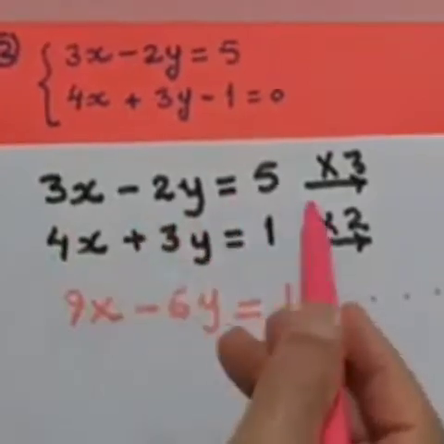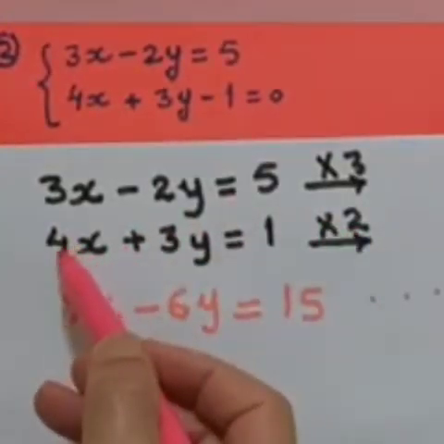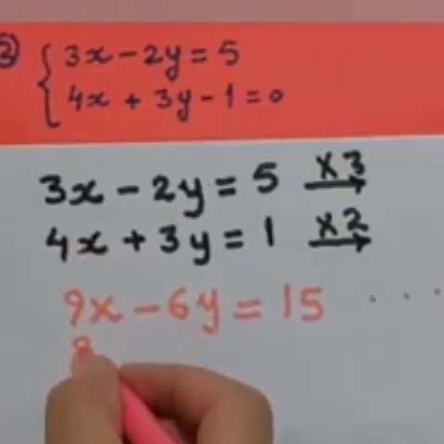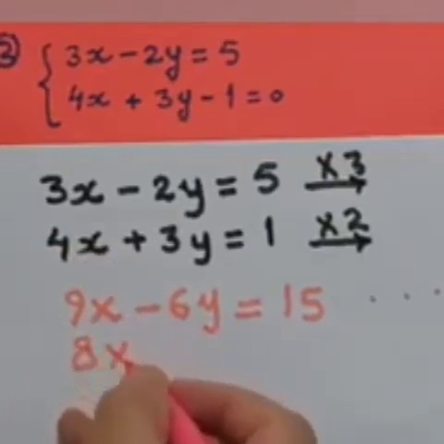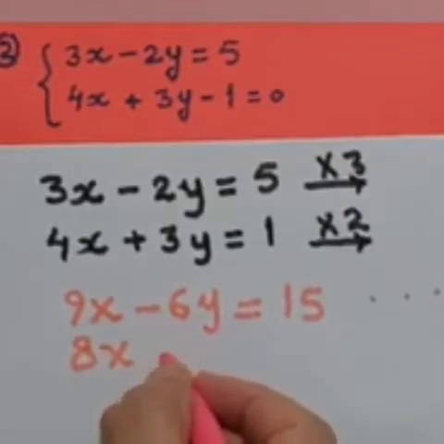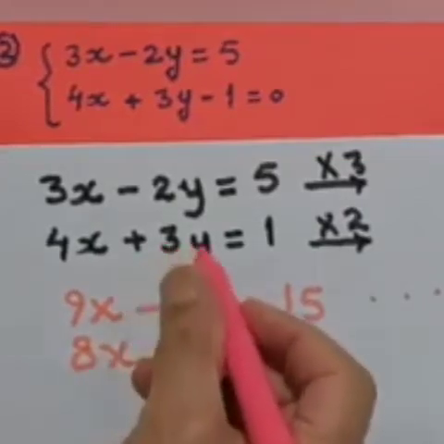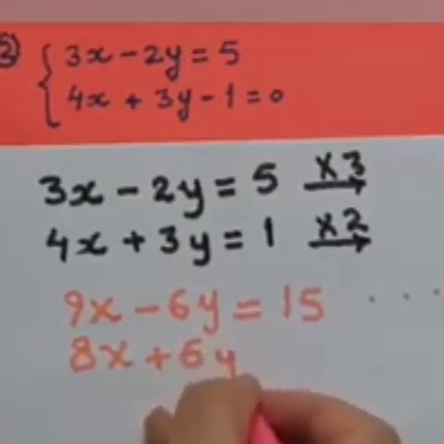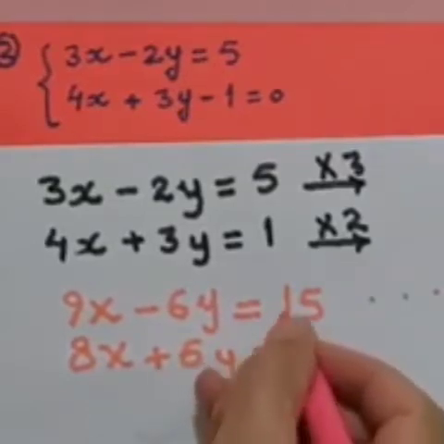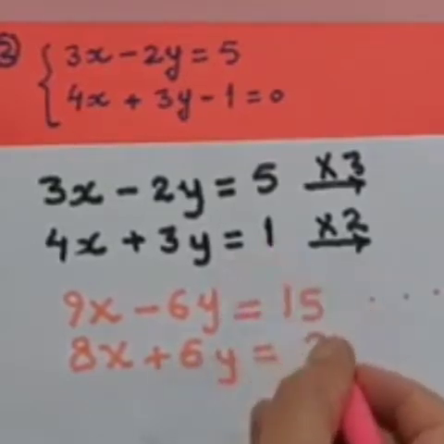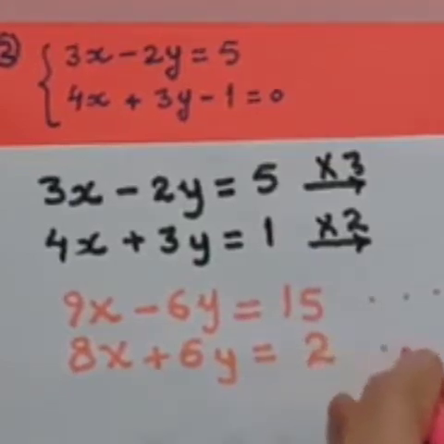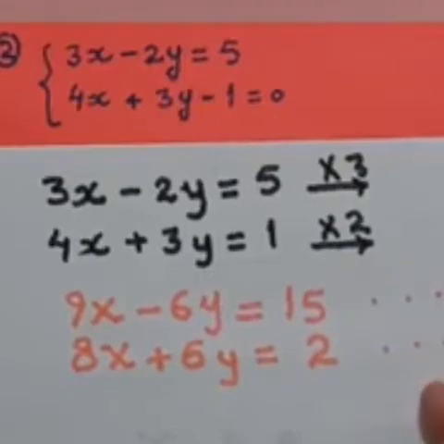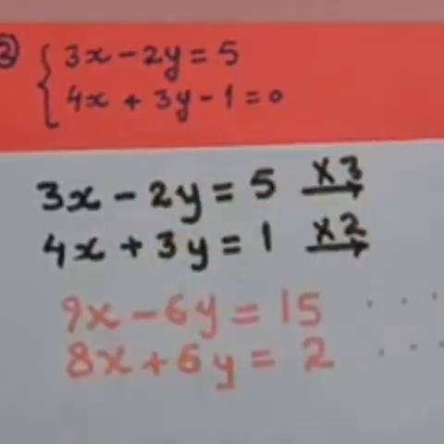Second equation, we will multiply by 2. So here 2 times 4x, it will be 8x, plus 2 times 3y, that means 6y, is equal to 1 times 2, that means 2. And also let us denote this by number 2.